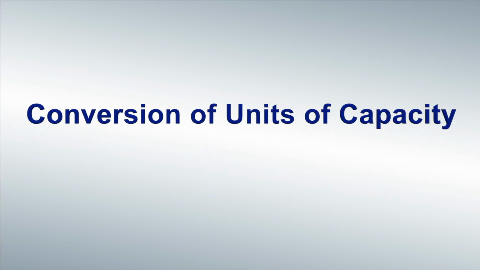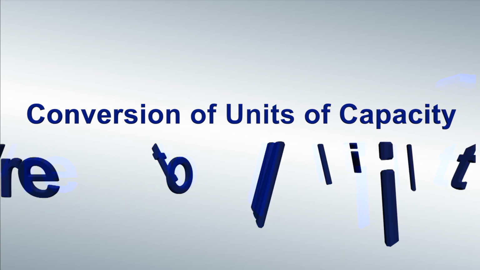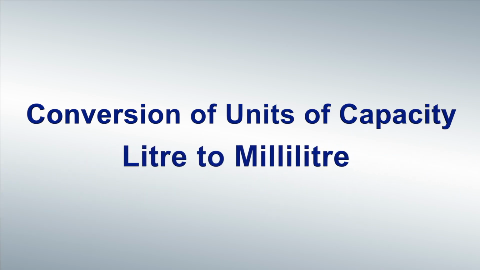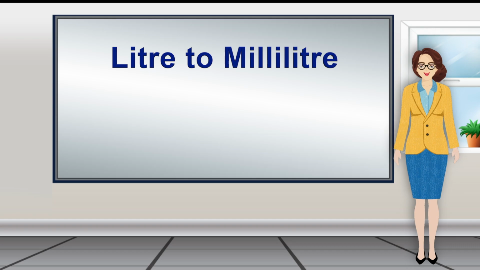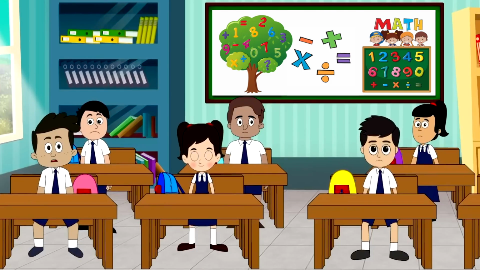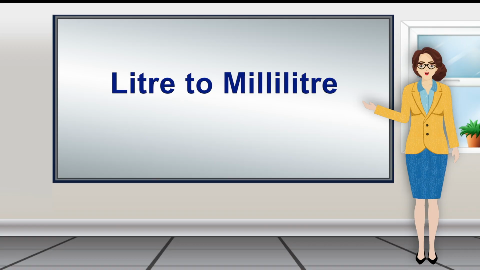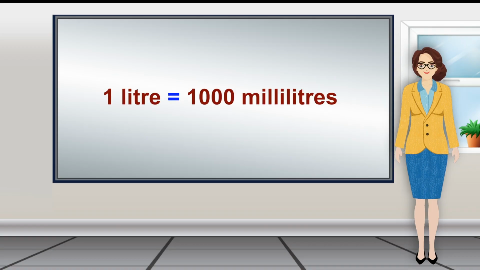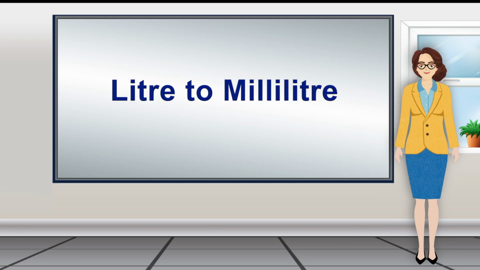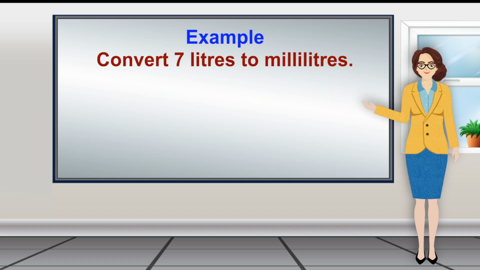Conversion of units of capacity. Liter to milliliter. Let's learn how to convert liters to milliliters and milliliters to liters. The relationship between milliliters and liters is that 1 liter equals 1000 milliliters. Here is an example to illustrate this relationship. Example: convert 7 liters to milliliters.